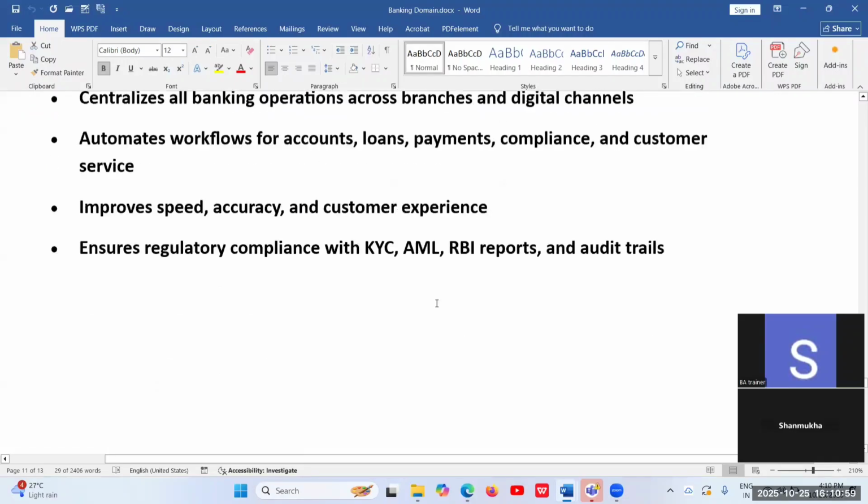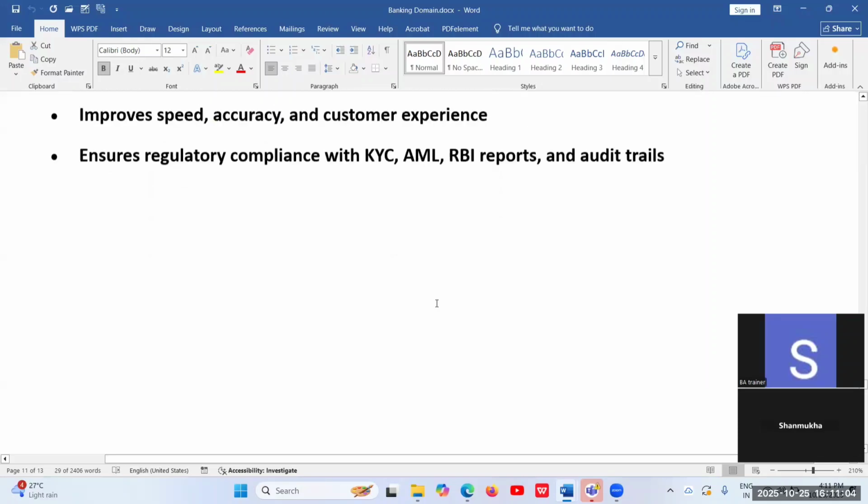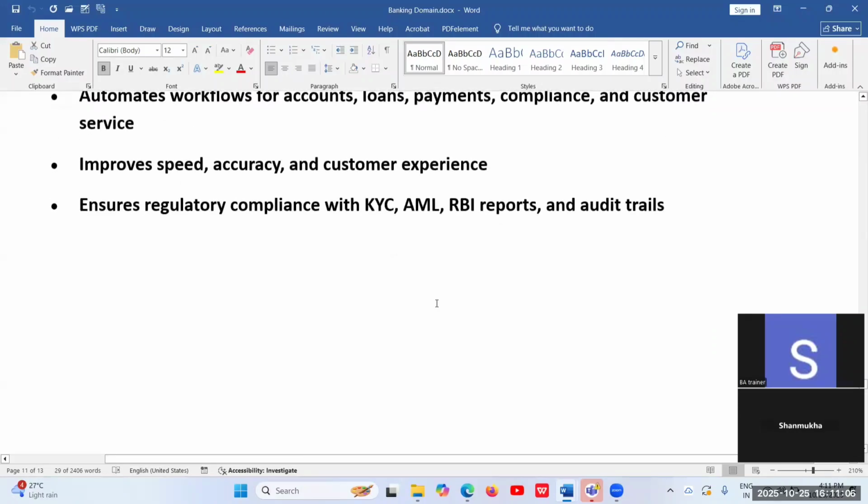And now, since you have understood the overview of the project, let me walk you through the key terminologies used in the banking industry.